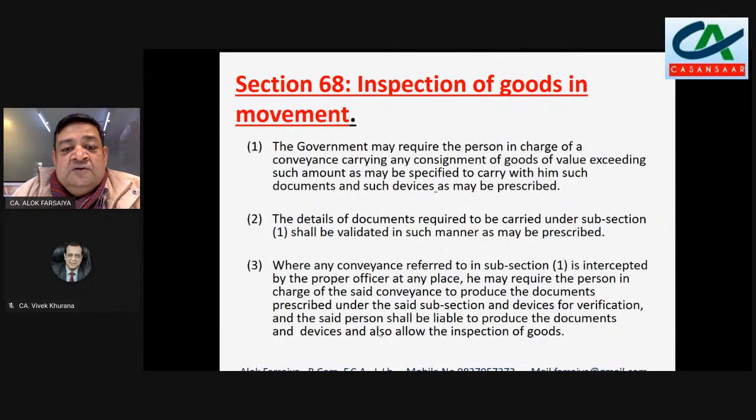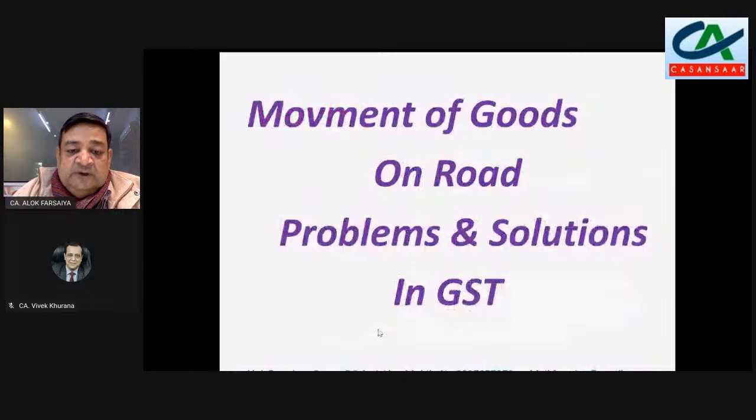And the e-way bill has two parts. The first part is Part A, which is generated by the supplier. He fills in the required details on the e-way bill portal. And the second part is Part B, which is filled in by the transporter.